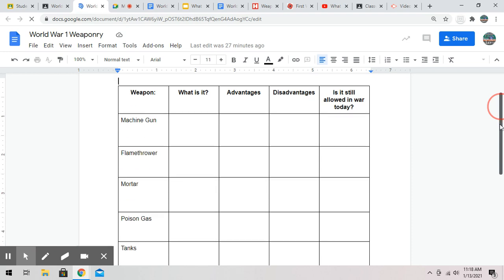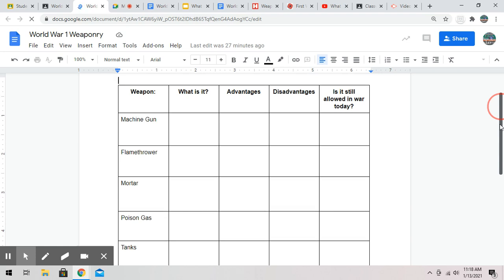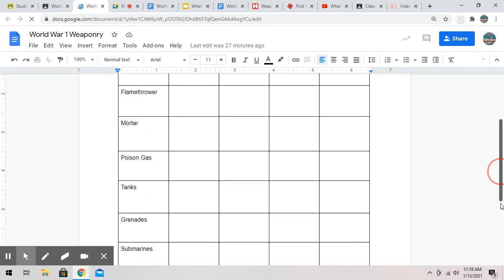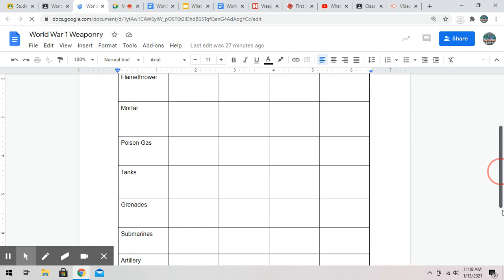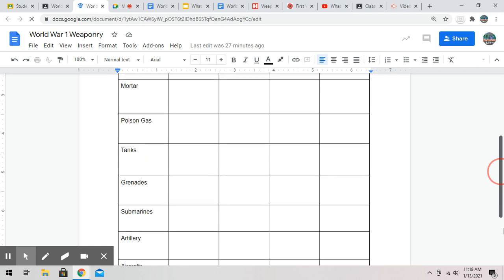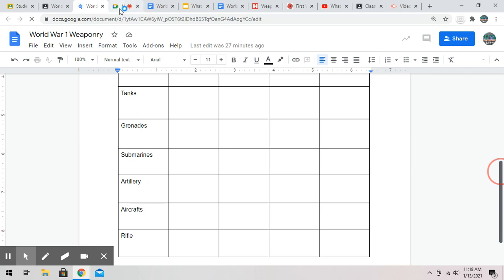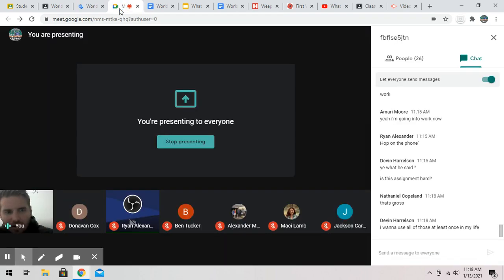The weapons that we are going to talk about are as listed: machine gun, flamethrower, mortar, poison gas, tanks, grenades, submarines, artillery, aircraft, and rifles. I want you to use all of those at least.